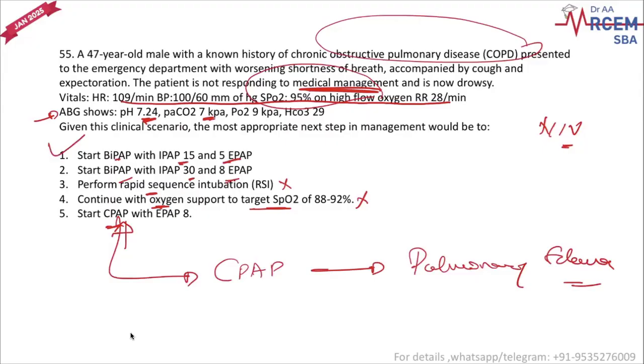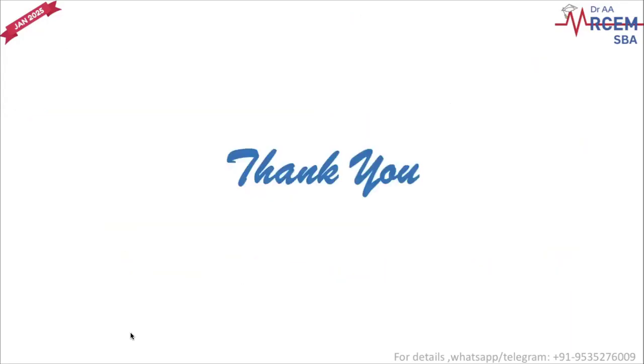Then repeat an ABG after 1 hour. If there is no improvement in ABG, then you will incrementally increase over time. You cannot directly start with such high readings. So the best answer here is the first one. Thank you, everyone. Anyone has doubts, you can ask me.